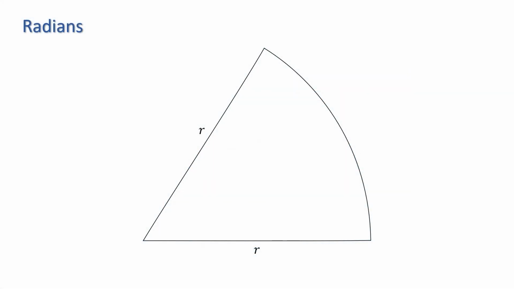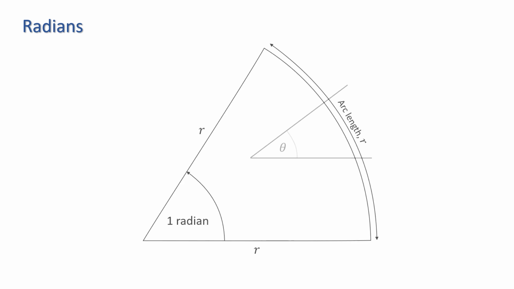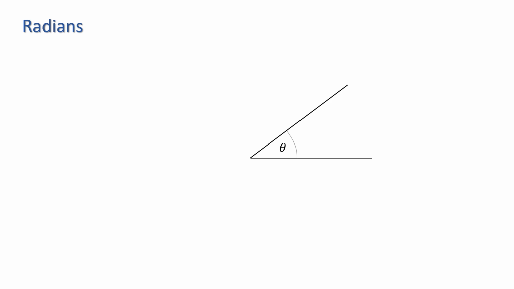Before we proceed, let's remind ourselves about the radian as a measure of angle. 1 radian is the angle subtended at the centre of a circle by an arc equal in length to the radius. Now, suppose we have an angle theta. The convention is to measure theta relative to an x-axis, with positive theta measured in an anti-clockwise direction.